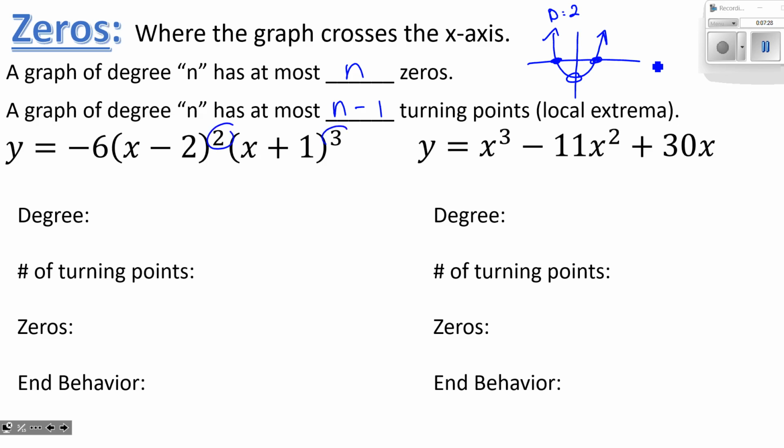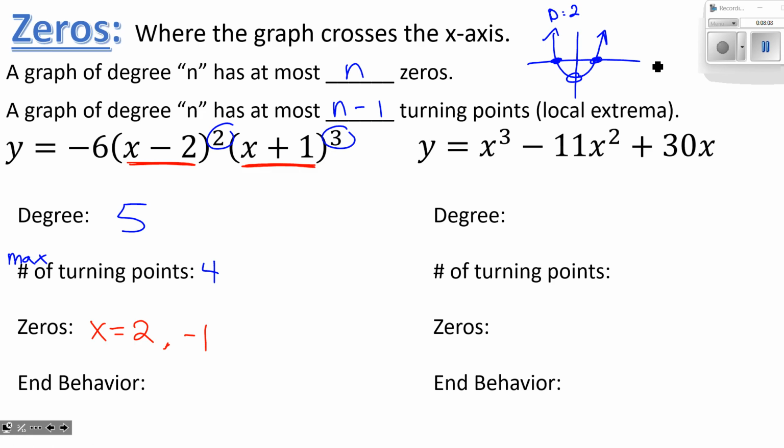The degree, I see it in factored form, so I'm just going to add those two together. Degree is 5. We'll say the maximum number of turning points is going to be 1 less than that, so 4. The zeros are the x values. Well, it's where the graph crosses the x-axis, but it's the x values that yield a 0 as a result of a function. So it's the x values that make either that or that equal to 0. So x equals 2 and negative 1. There are 2 places where that function is 0.